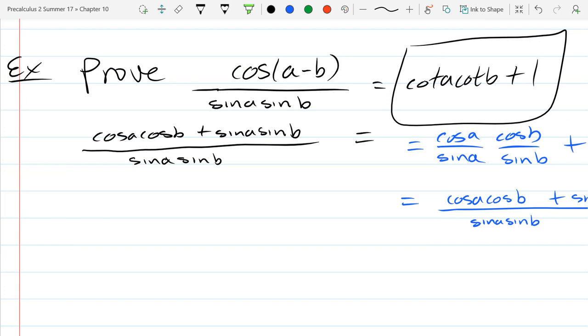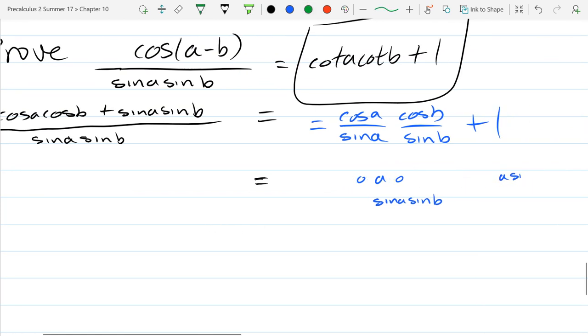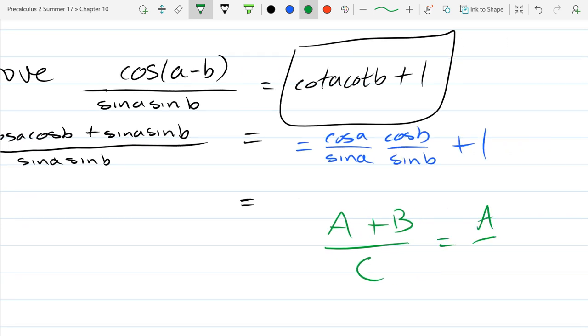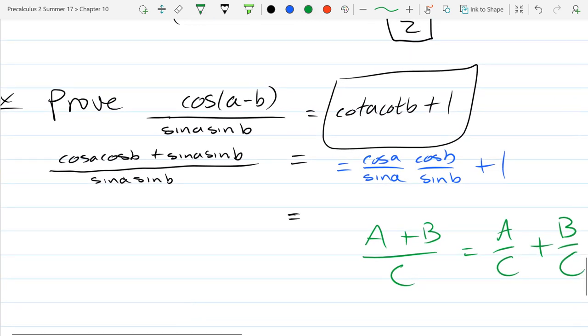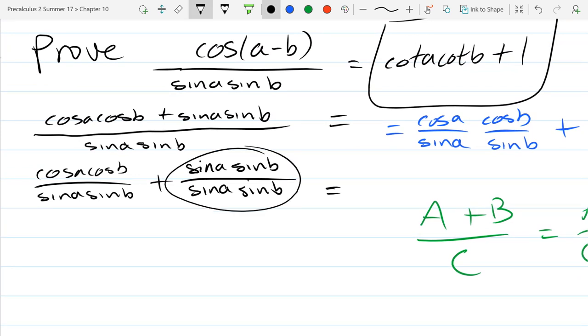Well, what can we do here? From our strategies, I could add fractions, or in this case, unadd fractions. So this is what your algebra brain should be looking at. All we're going to do, I call this unadding fractions: we're just going to take the single fraction and write it as two fractions. So from here, it should be pretty clear this is one.